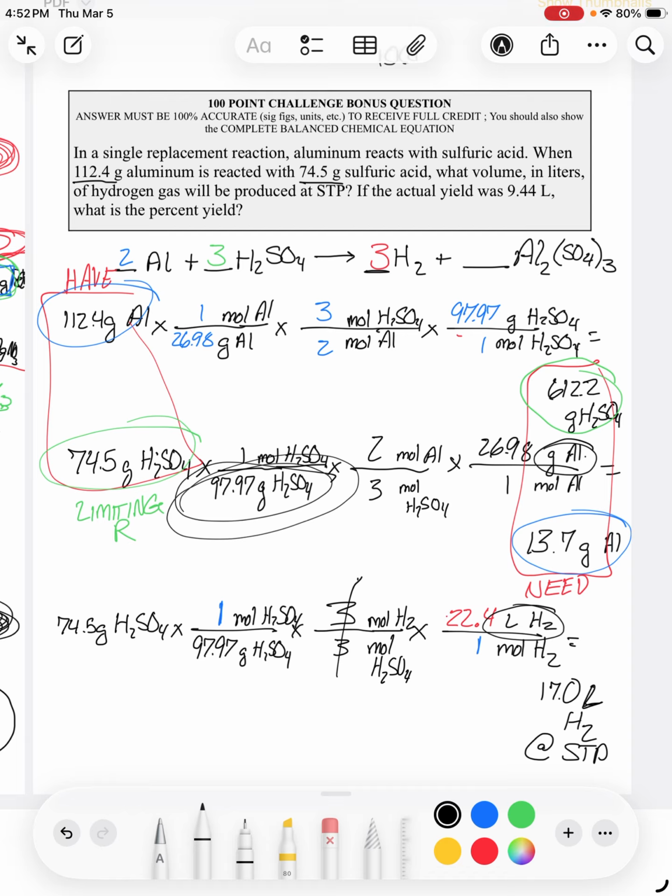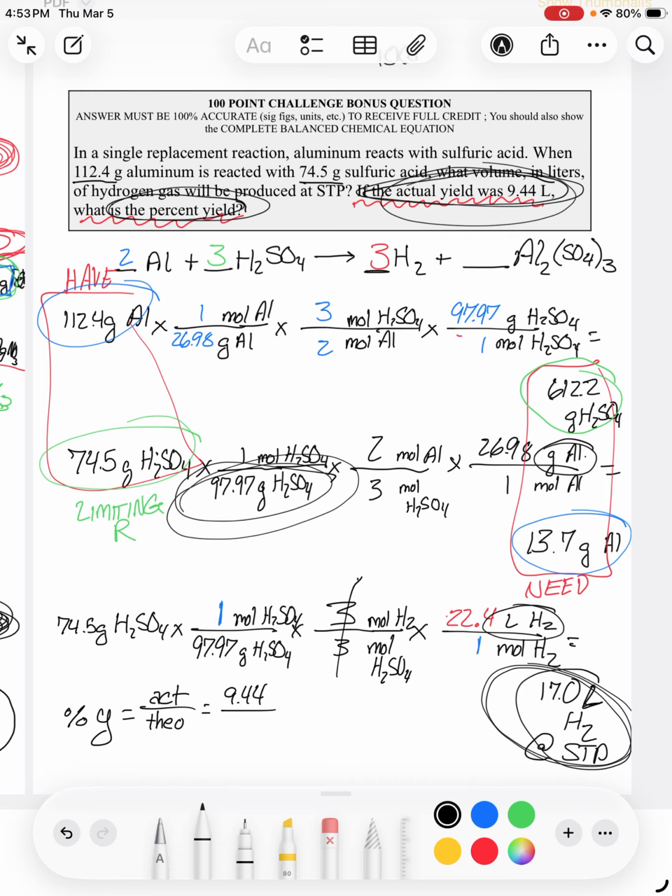Now, did that answer the whole question? No, let's go back. Ready? If the actual yield was 9.44 liters, what is percent yield? What did that just give us? And what do we want to solve? The percent. Percent yield equals the actual divided by the theoretical. Our actual given to us, 9.44. The theoretical, which we just calculated based upon our limiting reactants, which we had to solve, is 17.0.